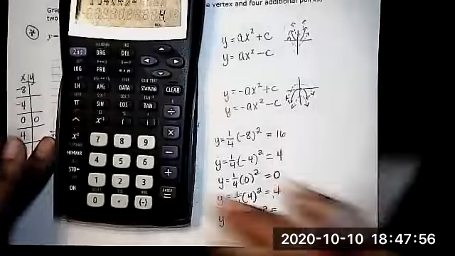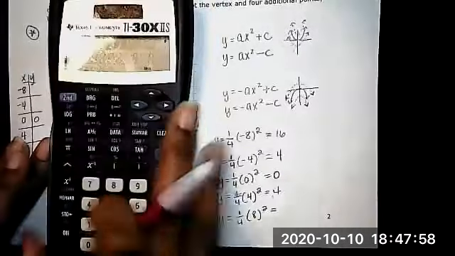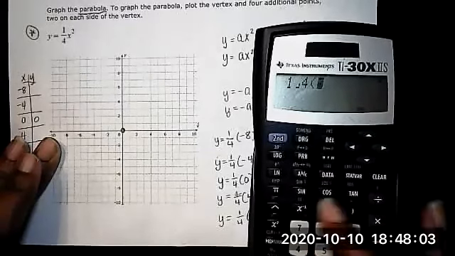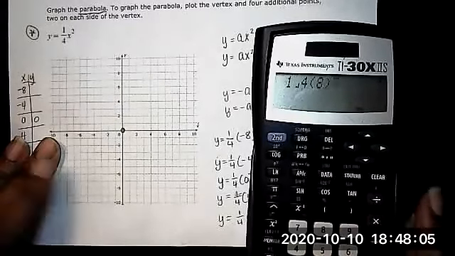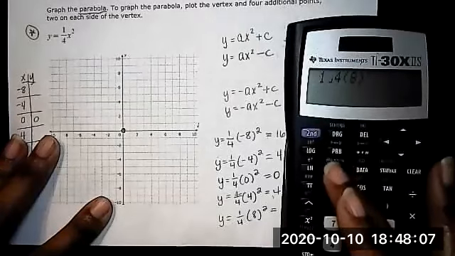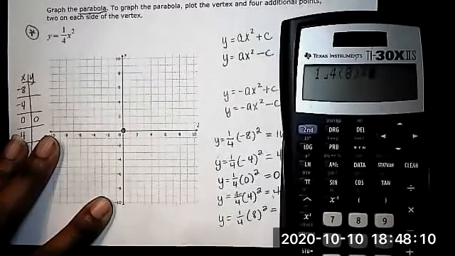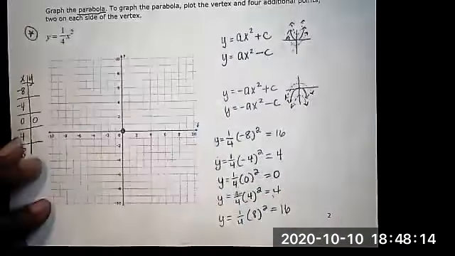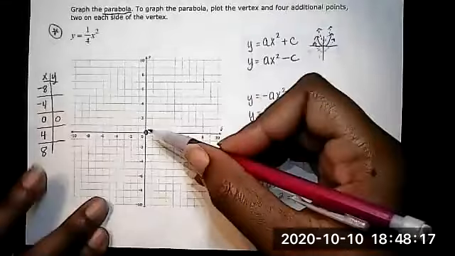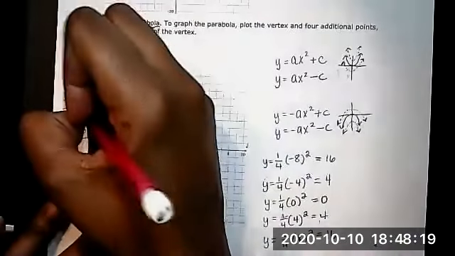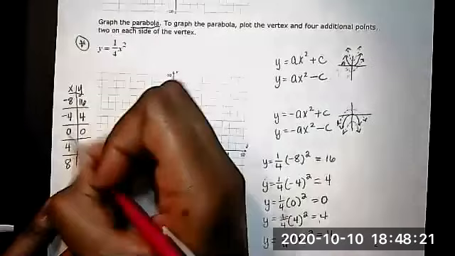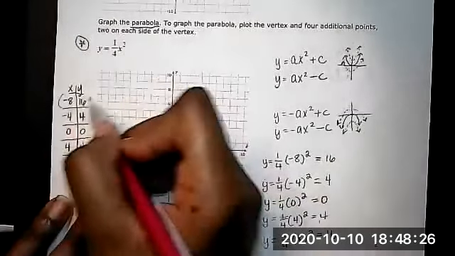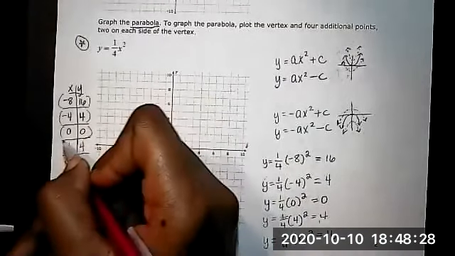Okay, and then we have 1/4 times 8 squared, and that should give me 16 again. Okay, so 4, 0, 0. 16 is kind of going off our graph, but that's fine. So here, (-8, 16), (-4, 4), (4, 4), and (8, 16). Okay, these are points on a graph, and we just have to graph those points.